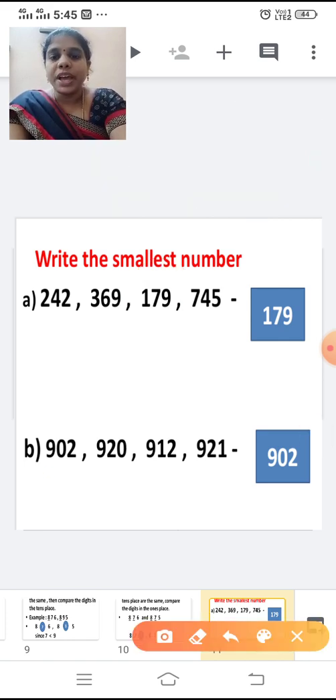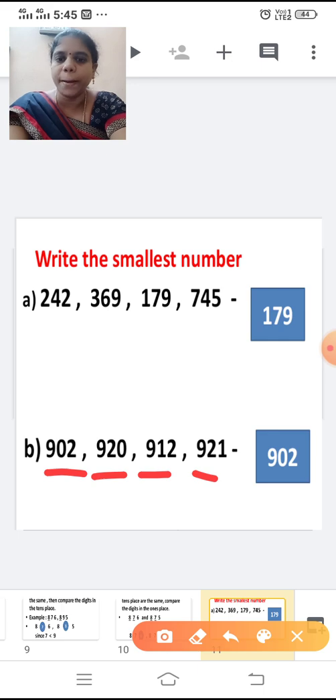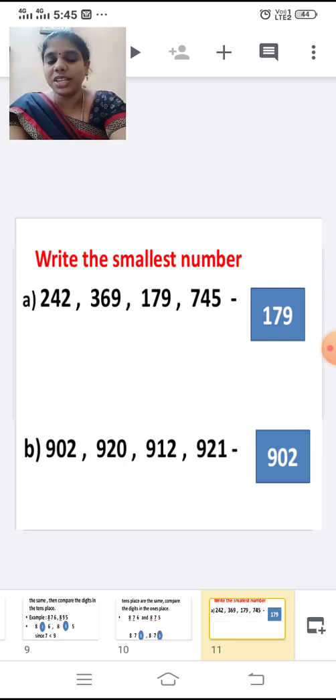Second one: 902, 920, 912, 921. I'll repeat it. 902, 920, 912, 921. Now tell me which is the smallest number.